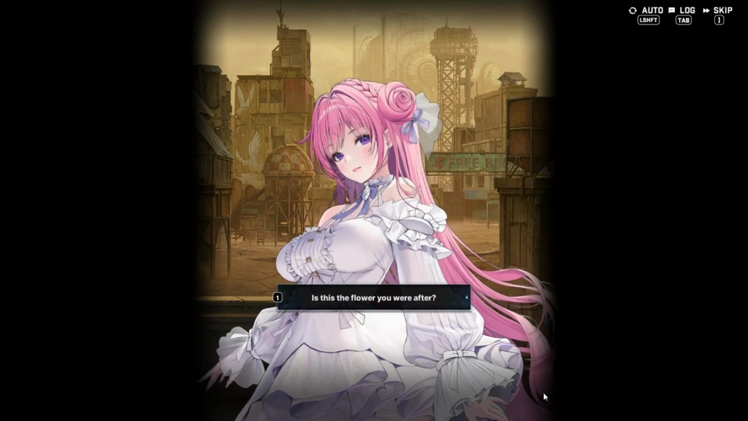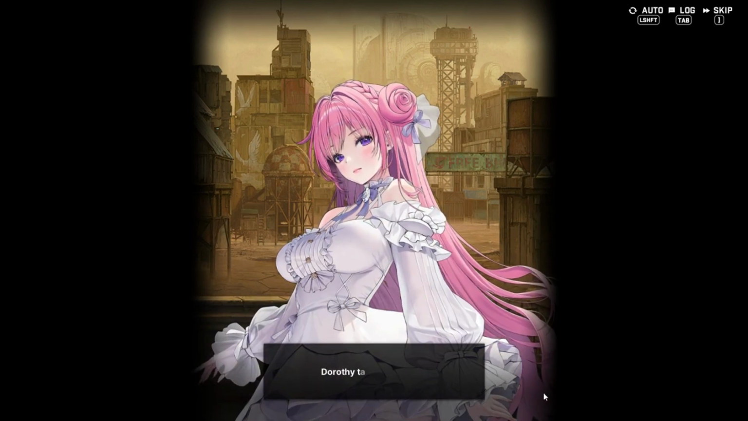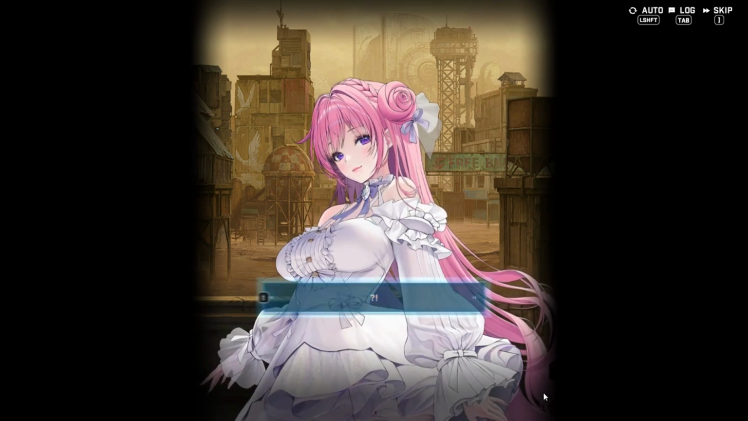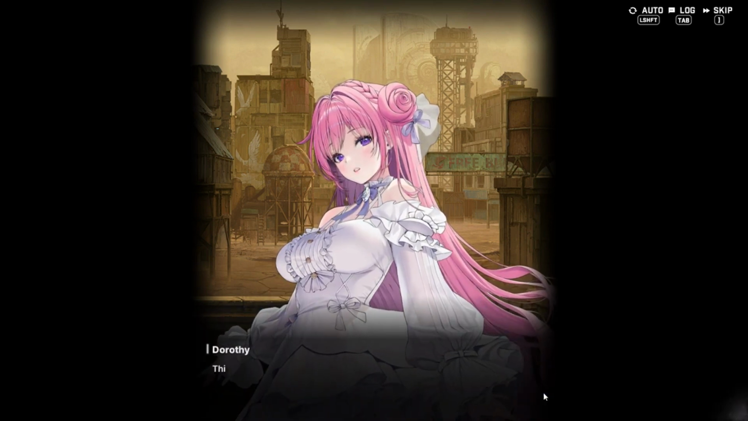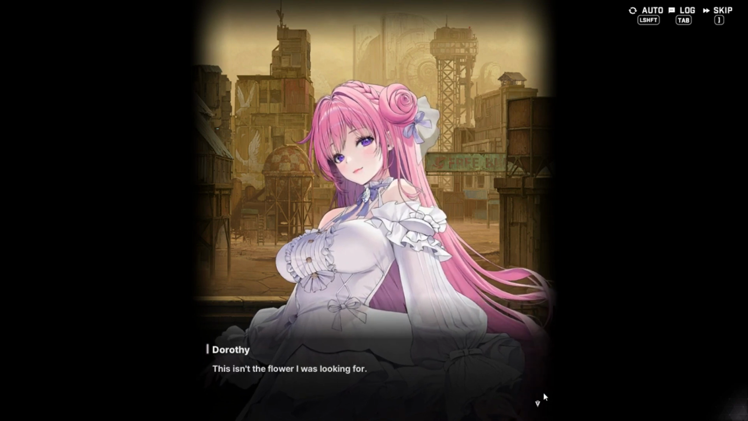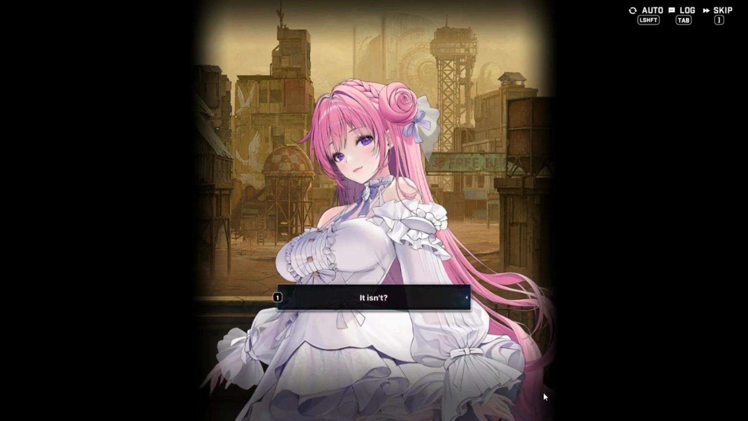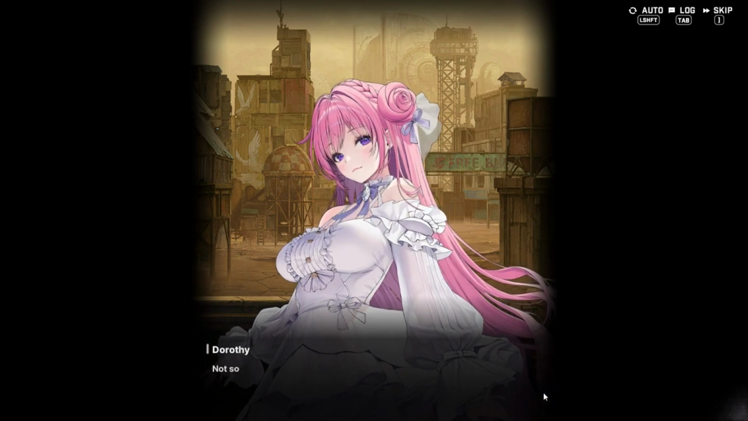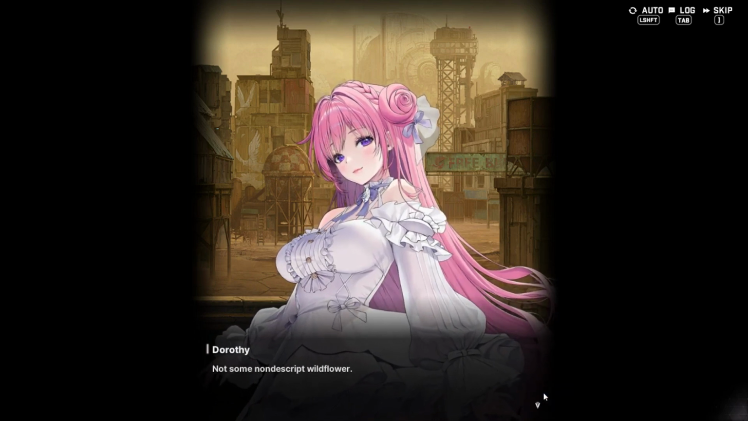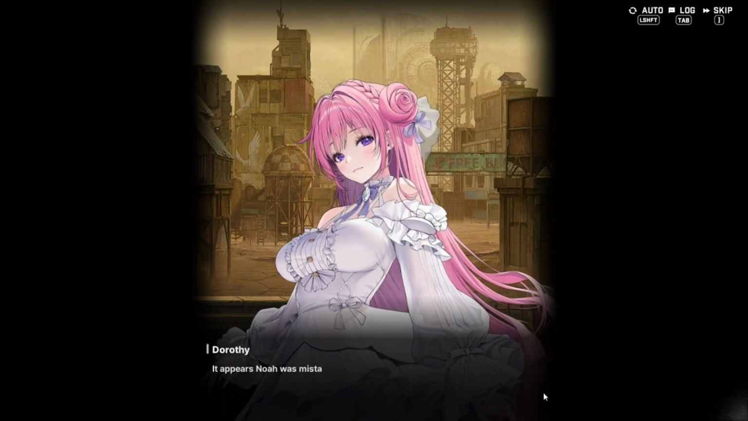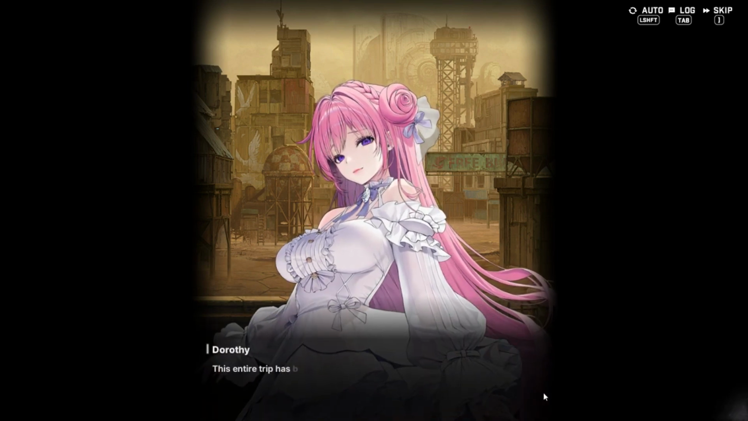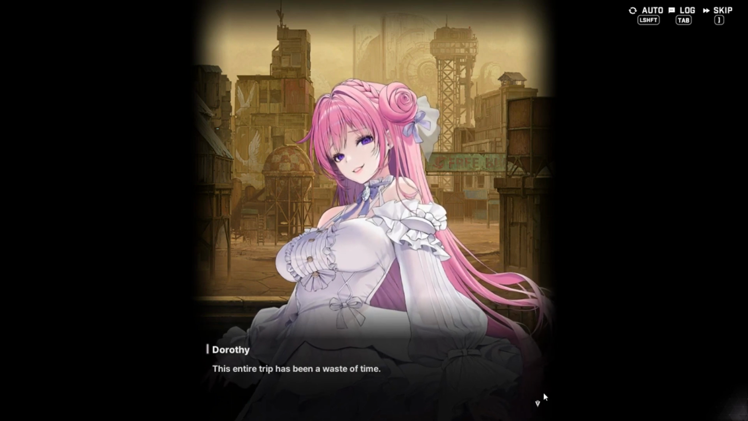Is this the flower you were after? Dorothy takes the flower. No. Not this. This isn't the flower I was looking for. It isn't. I am looking for a lily vice flower. Not some nondescript wild flower. It appears Noah was mistaken. I see. This entire trip has been a waste of time.